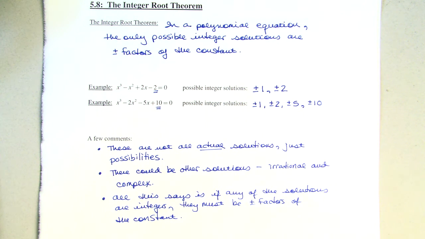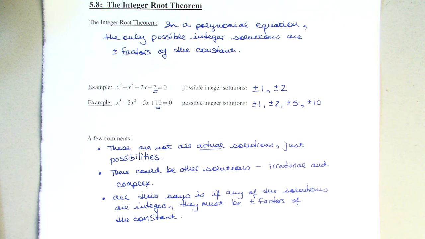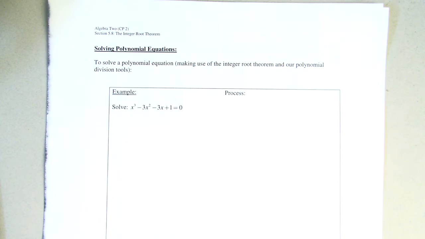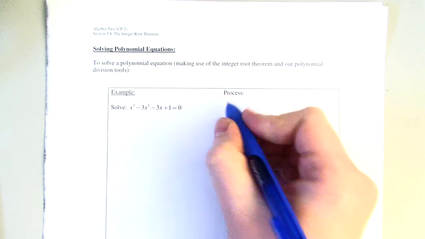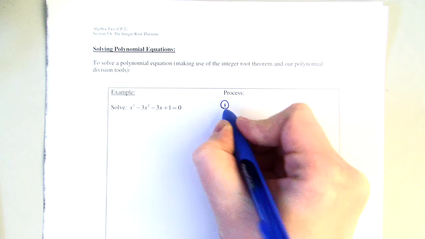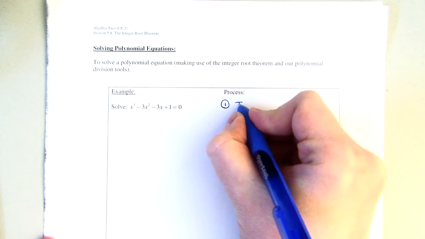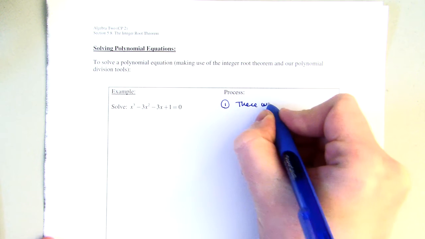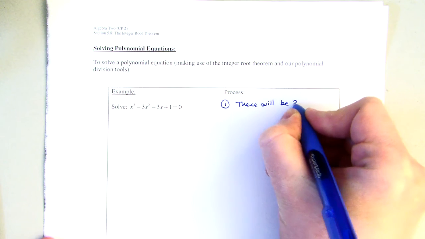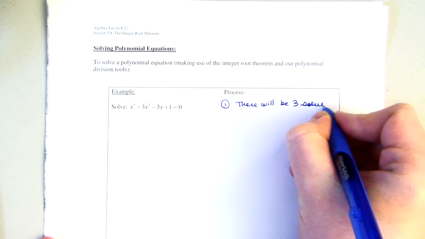So we're now going to see how to use this combined with other tools from this unit to be able to solve some polynomial equations we previously couldn't have solved. I'm on page 33. I want to solve this polynomial equation. Step number 1. How many solutions is that equation going to have? There should be 3 solutions. I'm going to start by just stating there will be 3 solutions. We'll deal with some in a moment that have more.